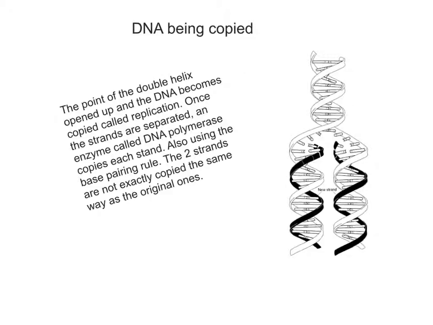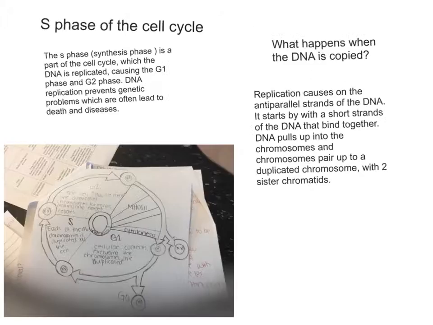DNA being copied. The point where the double helix opened up and the DNA is being copied is called the replication fork. Once the strands are separated, an enzyme called DNA polymerase copies each strand using the base pairing rule. The two strands are not exactly copied in the same way.